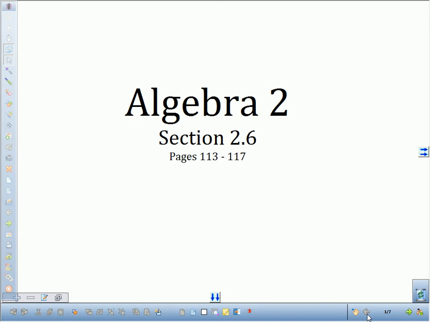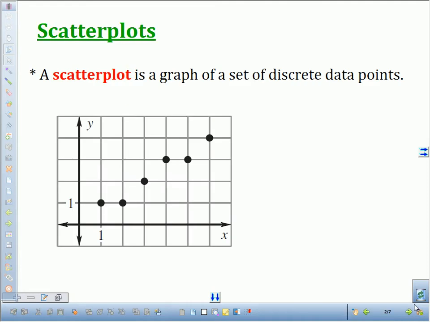These are the notes for Algebra 2, Section 2.6, pages 113 to 117 in your textbook. They have to deal with scatterplots. A scatterplot is a graph of a set of discrete data points. I have an example here.